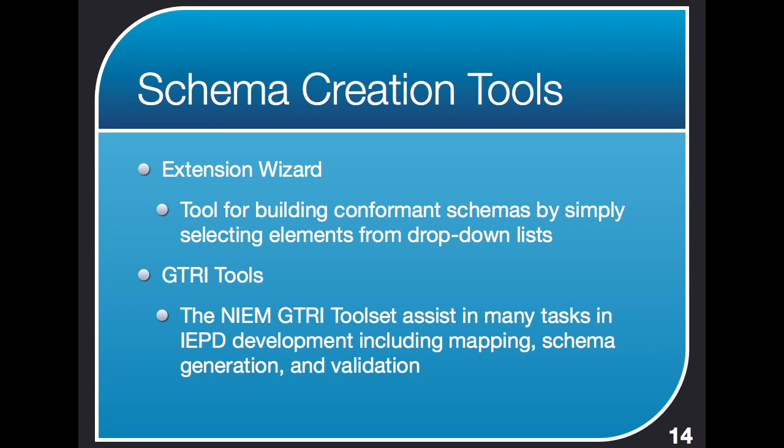So you can build NIEM conformance schemas automatically with it. It's good for small projects. It's not good for gigantic projects. It's really designed for small ones. GTRI, the Georgia Tech Research Institute, makes tools as well, and they make a lot of NIEM tools. They have a whole tool set to assist in many of the tasks involved in making IEPDs, including mapping, schema generation, and validation. So those are a good set of tools to look at as well.